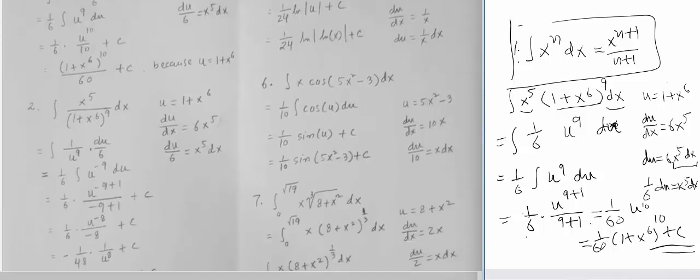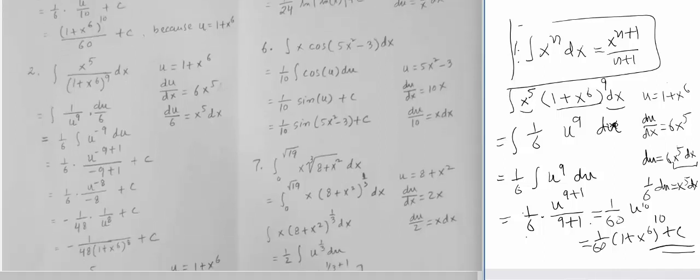Now you can see second example. In the second example, we are doing the same thing. We say 1 plus x to the 6 is my u, and the same way you find x to the 5 dx is 1 over 6 du, and substitute back. So you see 1 plus x to the 6 is written as u, so u to the -9, and then dx is replaced by du over 6. And then this one, I want to see precisely what is the exponent, which is -9, and then again apply this formula. So that gives you u to the -9 plus 1 over -9 plus 1. And after simplification, you get your answer this. Substitute back what is u, and you are done.